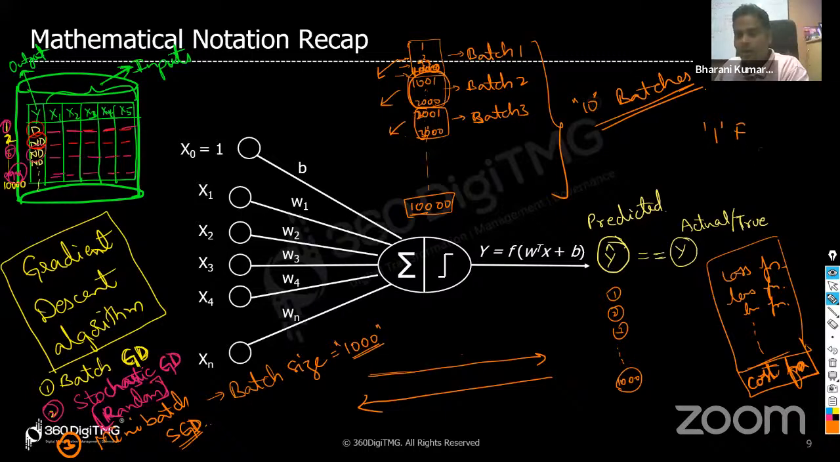And one epoch means once your entire data set has traversed through your network. That's called one epoch. In one epoch, how many iterations will we have? Iteration means once you update the weights, it's called one iteration. So how many iterations will we have?